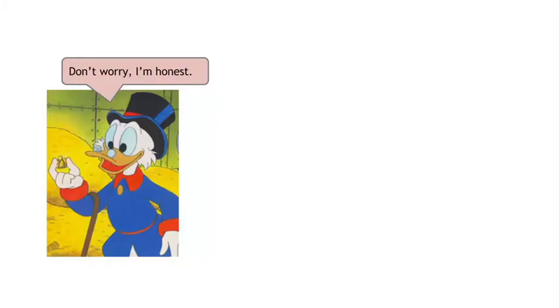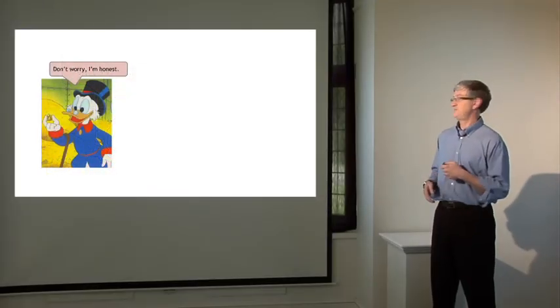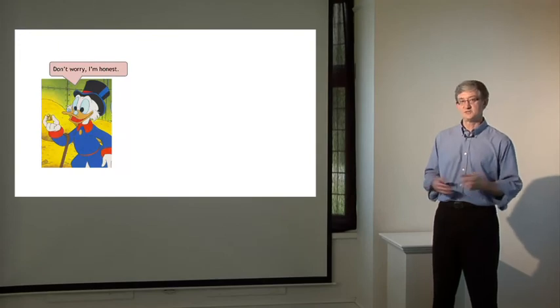But the problem is Scrooge. Scrooge thinks this is fine, right? Scrooge says, don't worry, I'm honest. But the fact is, if Scrooge starts misbehaving, then we're going to have a problem. Or if Scrooge just gets bored of the whole Scrooge coin scheme and stops doing the things that he's supposed to do, then the system won't operate anymore. And so the problem we have here is centralization. That although Scrooge is happy with this system, we as users of it might not be.